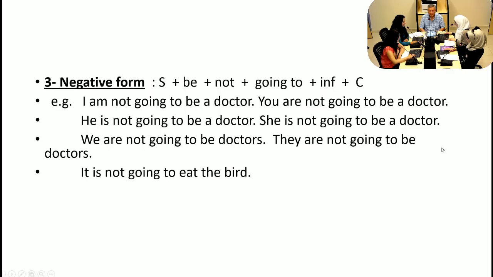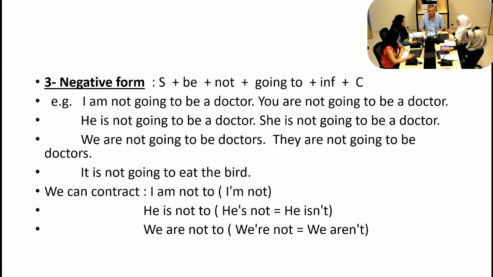The negative form: subject, be not, going to, the infinitive and the complement. Example, I'm not going to be a doctor. You are not going to be a doctor. He's not going to be a doctor. She's not going to be a doctor. We are not going to be doctors. They are not going to be doctors. It is not going to eat the bird. Thank God.